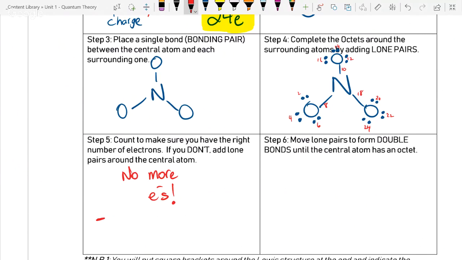But does nitrogen need more? All the oxygens are stable. Is nitrogen stable right now? How many more electrons does nitrogen need? All right. Nitrogen needs 2 more electrons.